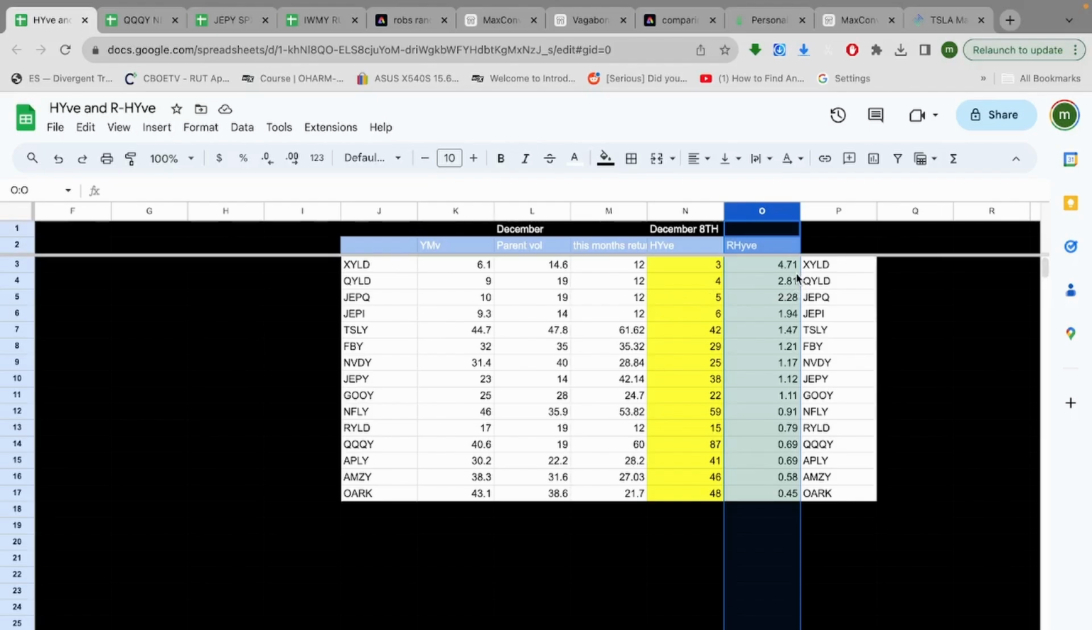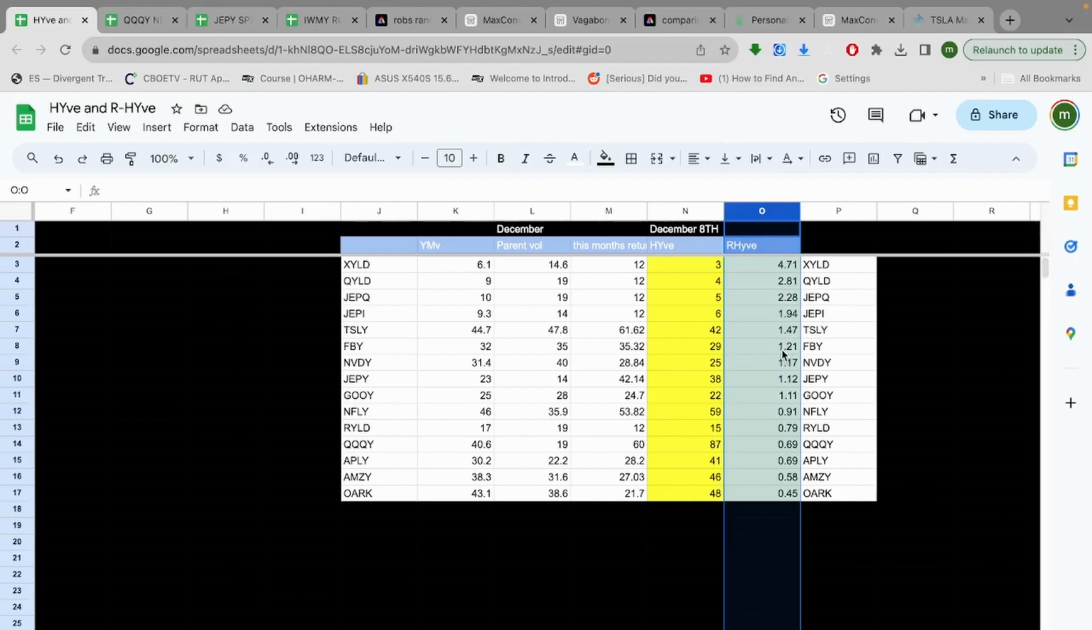So right now it's saying XYLD is the best risk-adjusted reward. Then we have QYLD. Then we have JEPQ. Then we have JEPI. Then we have Tesla. So Tesla is the best of all the single stocks. These other four are indexes. It's kind of not fair to compare indexes to single stocks, but I'm going to do it anyway. It works for this. So TSLY is a 1.47.